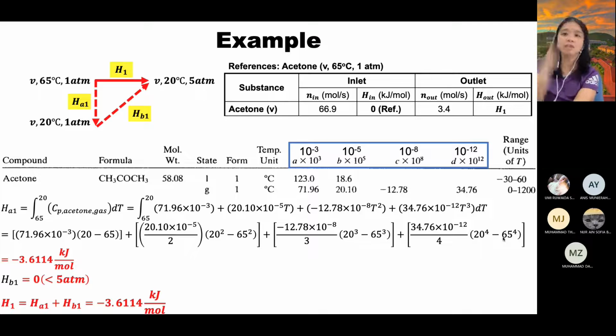Look at table B2 and calculate. Next, HB1, the pressure change, right? But this change of pressure is less than 5 atm, so we assume HB1 is zero, because for a pressure change like this the enthalpy is not significant, so zero. Therefore, H1 equals HA1 plus HB1, so you get negative 3.6114. So you can now fill in H1 as negative 3.6114.